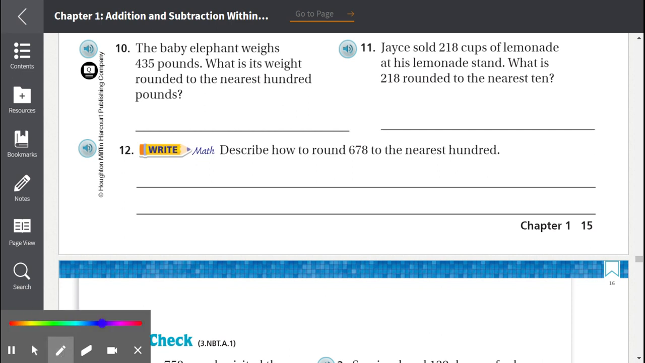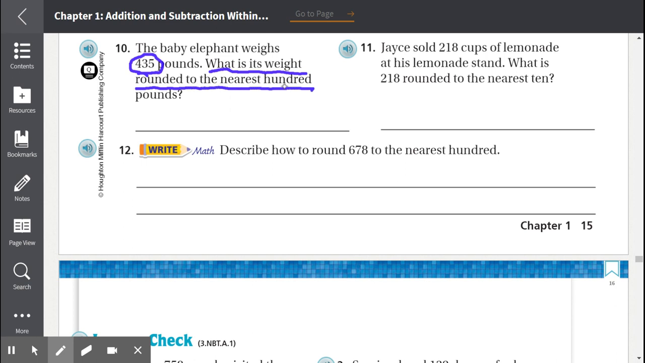Number 10. The baby elephant weighs 435 pounds. What is the weight rounded to the nearest 100 pounds? So let's find important numbers and keywords. So the baby elephant weighs 435 pounds, one important number, and we're going to underline the question because it tells us what to do. What is the weight rounded to the nearest 100 pounds?